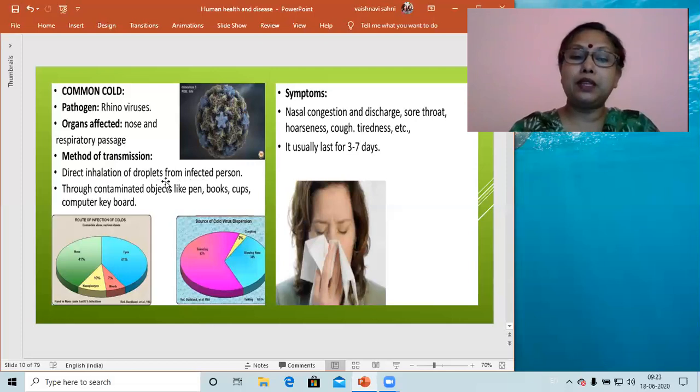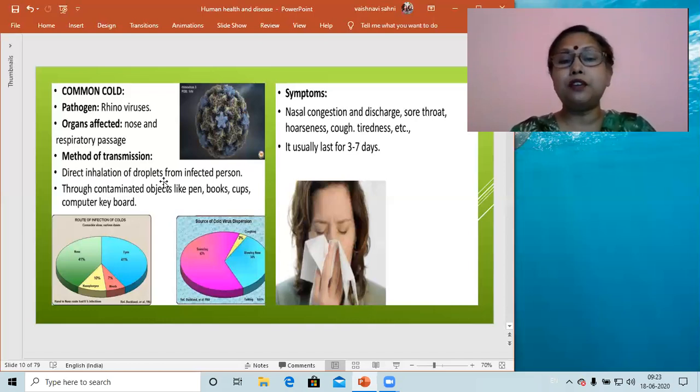Droplet method means when an infected person sneezes or coughs, he drops the pathogen into the air, and when a healthy person inhales that air during respiration, he inhales that pathogen also and starts suffering. So it is highly infectious.